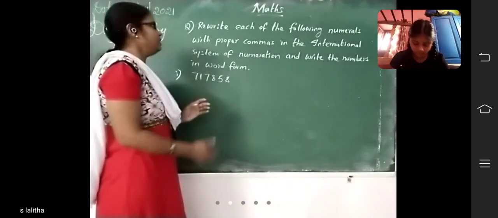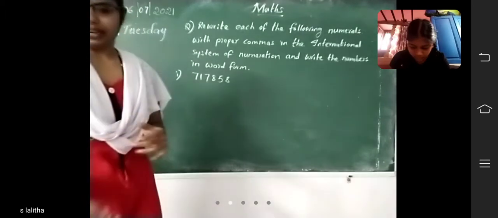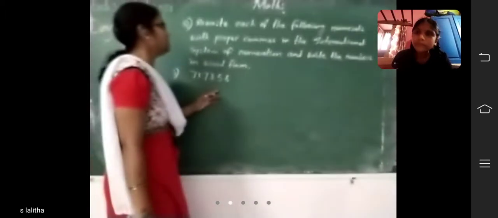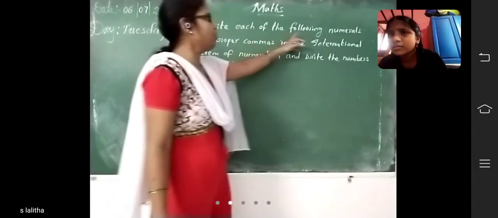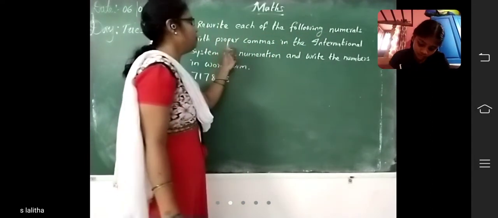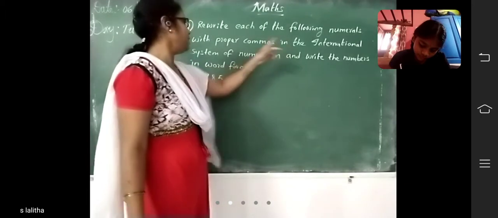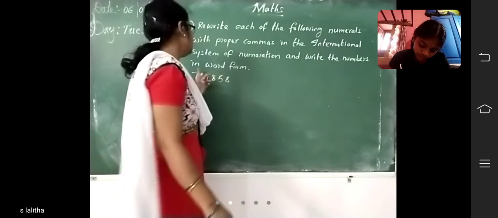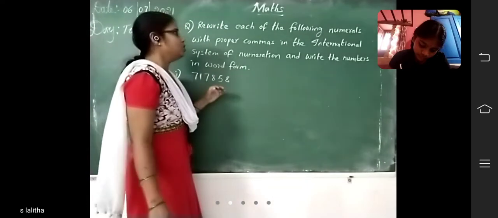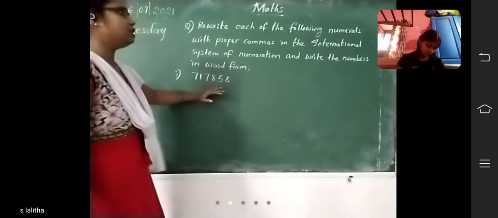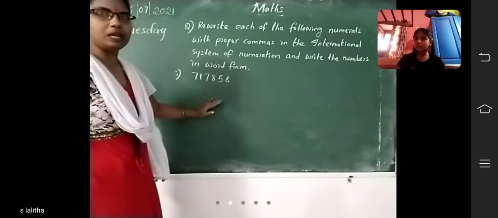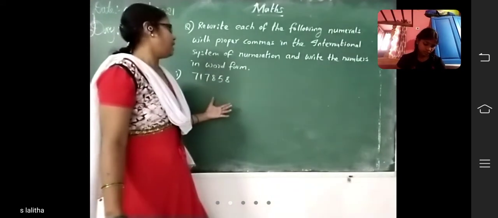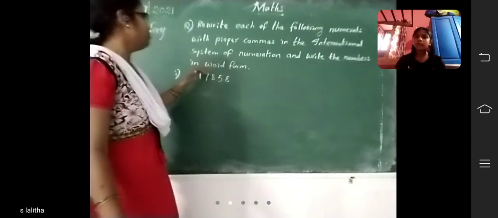So yesterday we learned about exercise 1.3. In exercise 1.3, the first Roman we have completed. Now the second question. Rewrite each of the following numerals with proper commas in the International System of Numeration and write the numbers in word form. Okay, so what should you write? Rewrite each of the following numerals with proper commas in the International System and write in word form.